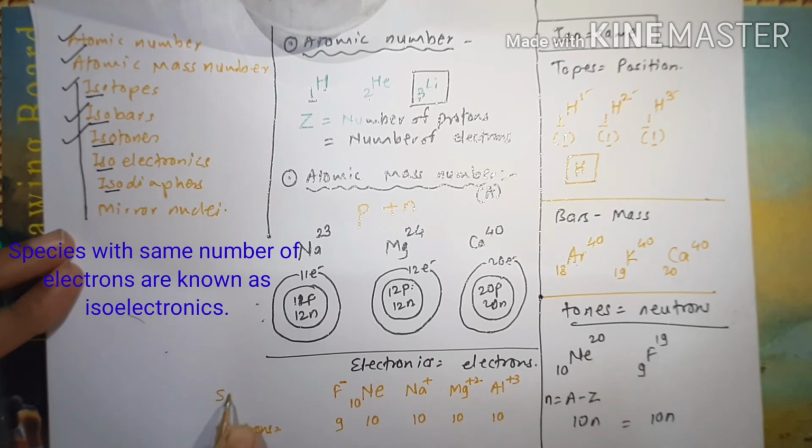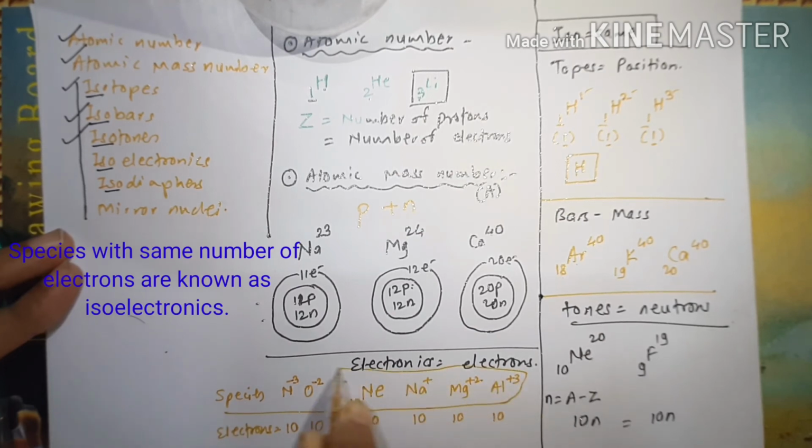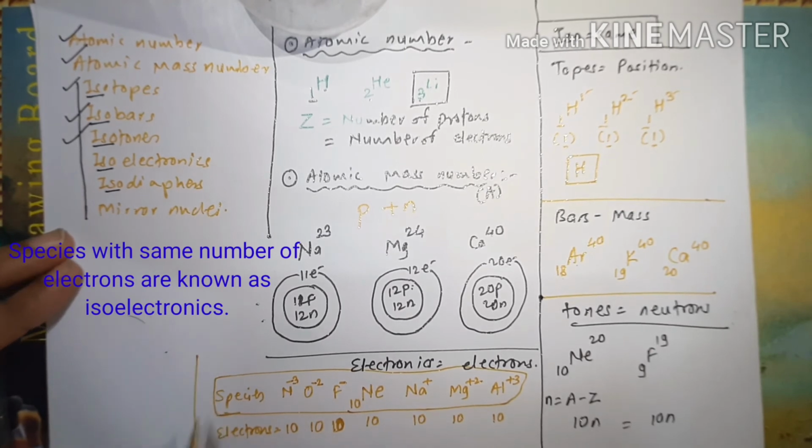Now here I'll write the species. Oxygen, atomic number 8, consists of 8 electrons, but for the oxide ion, 8 plus 2, 10 electrons. Fluorine has 9 electrons and one extra electron is there, F minus. So that's why 10 electrons. Nitrogen, atomic number 7, with 3 extra electrons, the nitride ion: 7 plus 3, 10. So all these species are isoelectronic because they have 10 electrons in their valence shell.